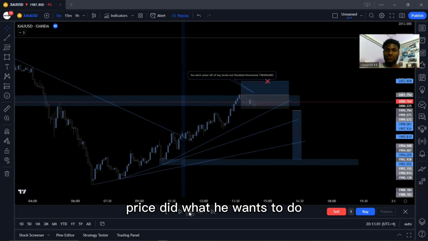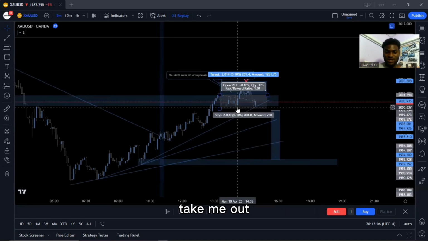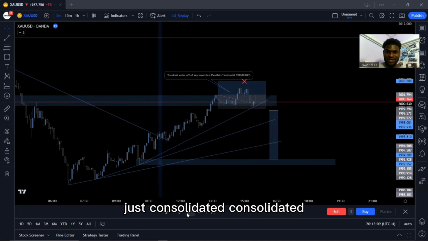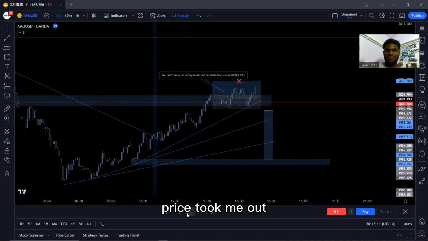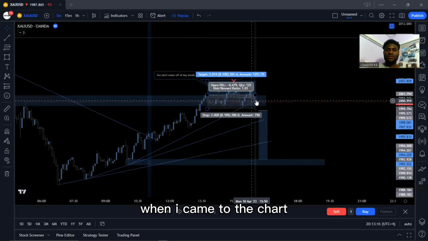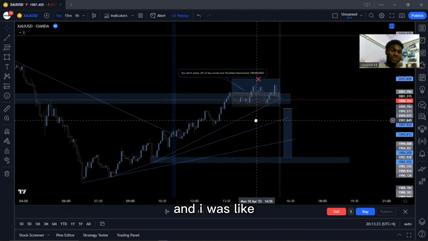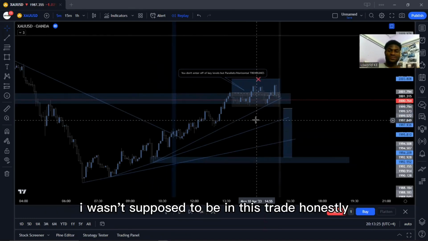Price did what it wanted to do, consolidated all the way. This would have taken me out of it, but it didn't take me out. It just consolidated, and finally price took me out. This was when I came to the chart, when price was still in the surplus. When I came to the chart, it was like, yo, why is price consolidating in my entry? Am I supposed to be in this trade? And I looked and honestly, I wasn't supposed to be in this trade.